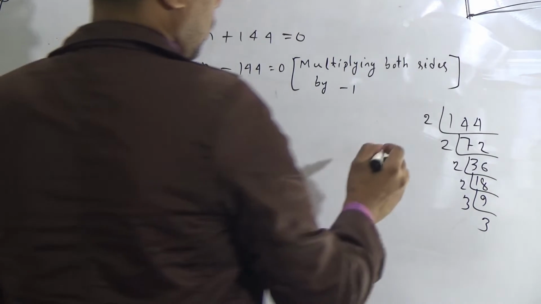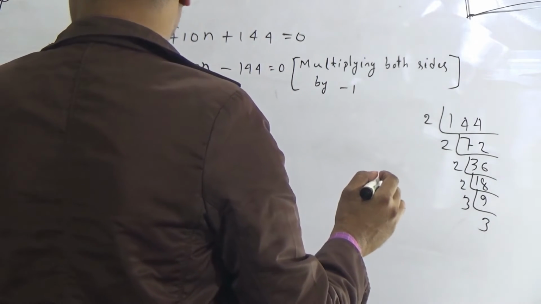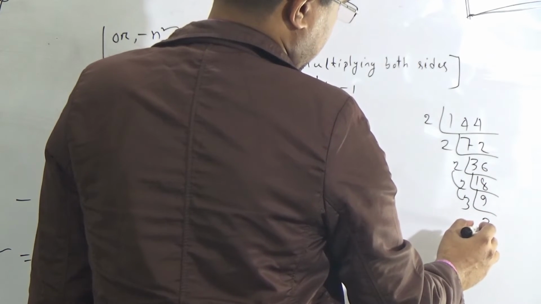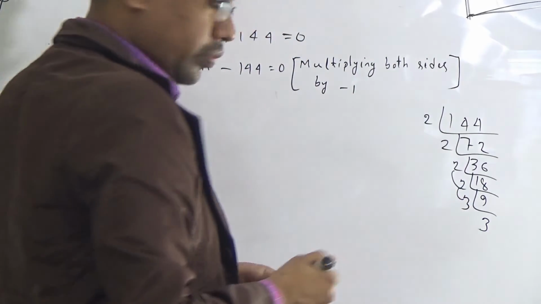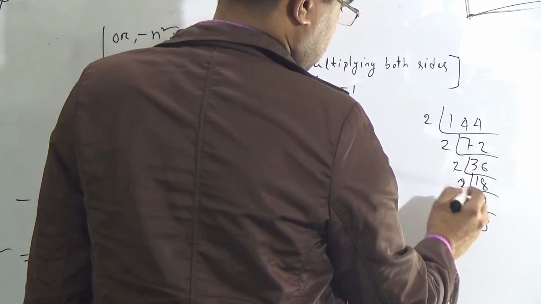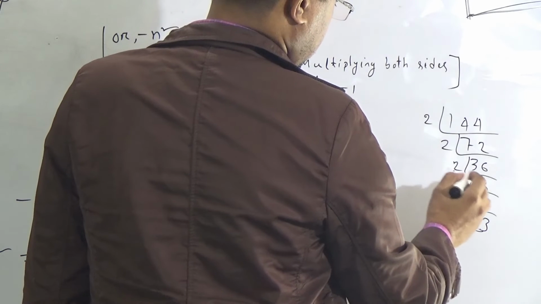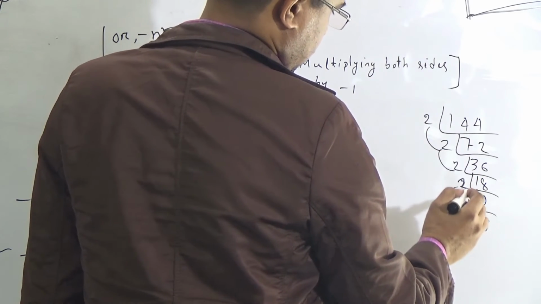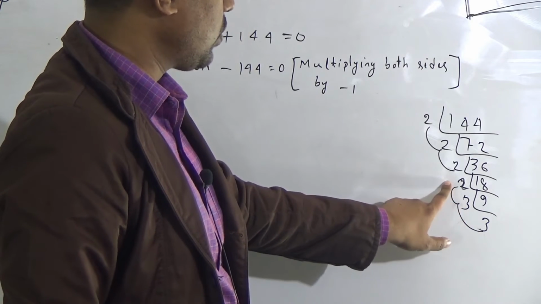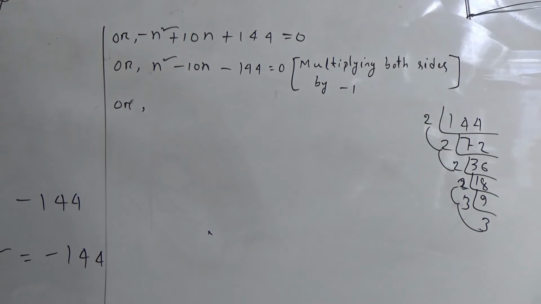Now here, 2 threes are 6 and 6 twos are 12. Three 3s are 9, 9 twos are 18. Now 2 twos are 4, 4 twos are 8. If we take 3, 3 and 2, then we will get 18. And if we take 2, 2 and 2, then we get 8. And minus 18 plus 8 equal to minus 10 we will get.